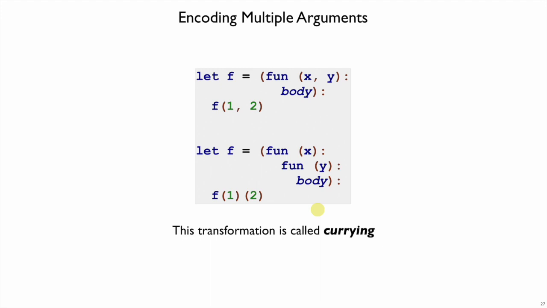So we can build currying into our parser, but often it's something that you do by hand, and so we're just going to perform this particular encoding by hand as we write Mo functions.